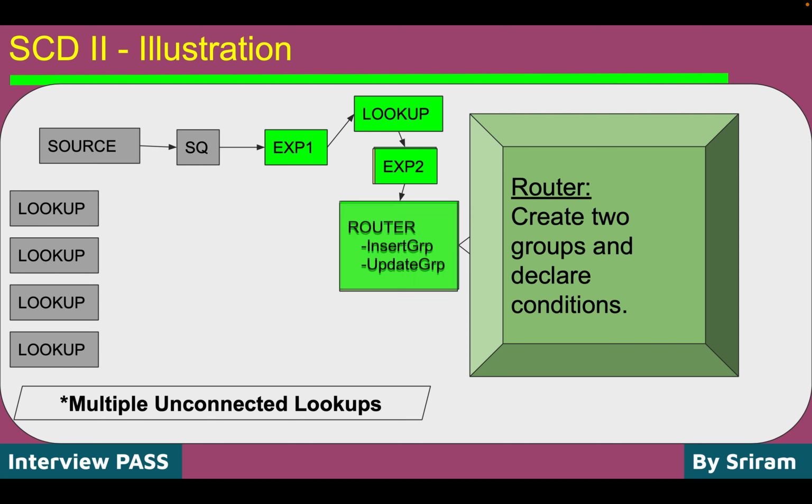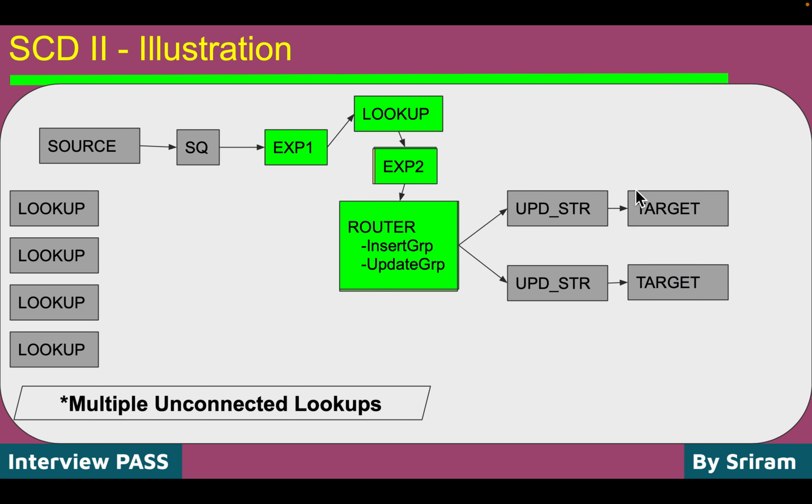Two flows will go with an update strategy, insert and update. If the record is already present and there are changes coming from source today, then it will go into two paths. First it updates the record, and then the target will be inserted with a new record. If there is no change, then it won't go into either of these. If it is a new record and the lookup doesn't have it, then it will be an insert record only, insert flow only. That's the explanation of this SCD2.